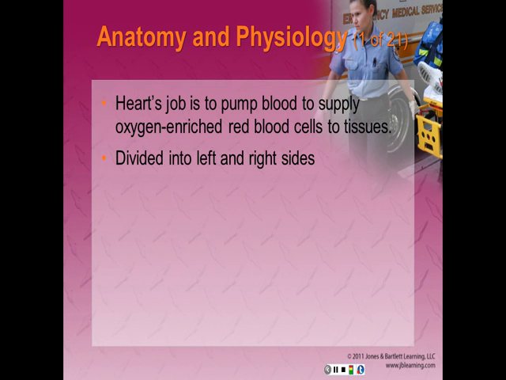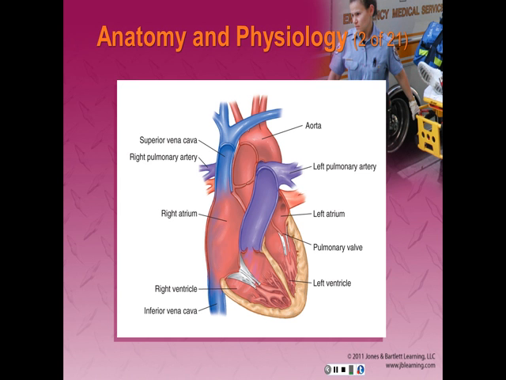The right side of the heart pumps deoxygenated blood to the lungs, and the left side of the heart pumps oxygenated blood to the body, and it is more muscular than the right. Here you have a great picture of the heart showing both the right and left atrium, the right and left ventricles, and the major vessels.